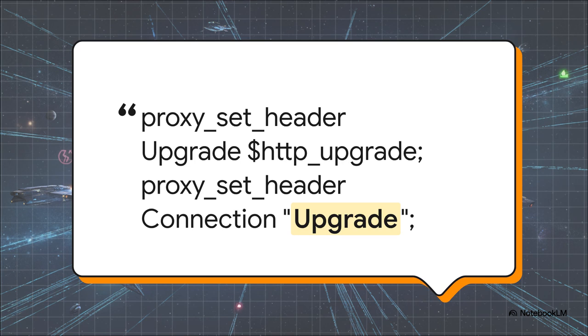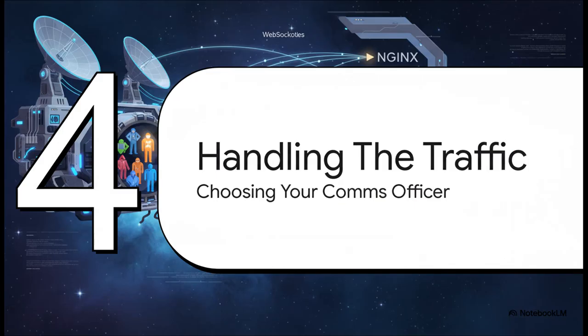The next 2 lines, the proxy set header ones, are the really crucial bit. They're what actually pass that upgrade request from the client onto our application. And that last line, proxy buffering off, that's also vital. It tells Nginx not to hold on to messages, but to send them instantly, which is what gives us that real-time feel.